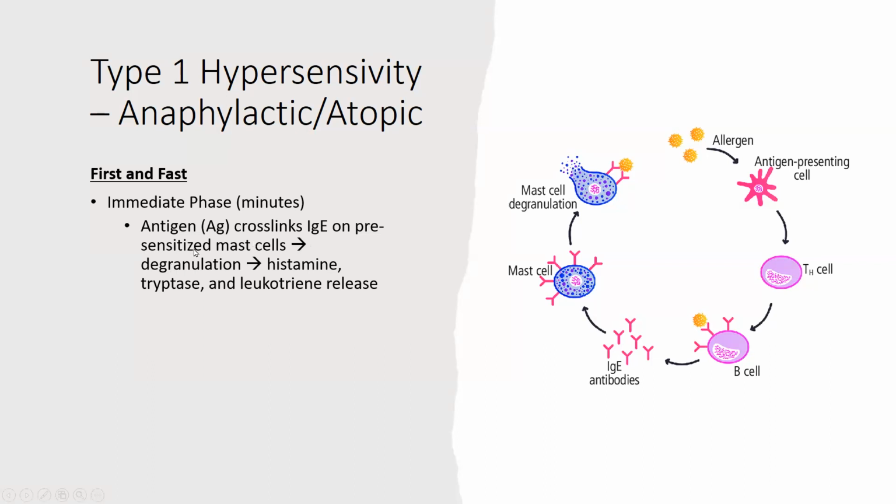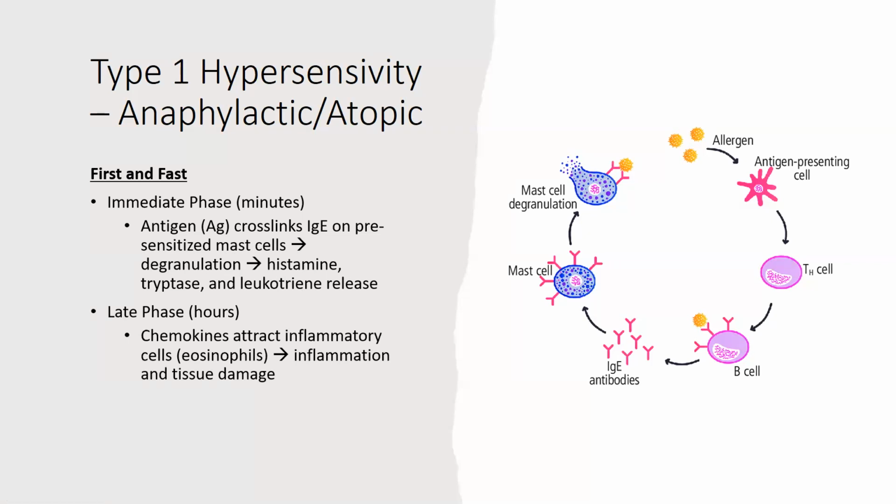Degranulation will then occur from our mast cells. When mast cells degranulate, they release histamine, tryptase, and leukotriene, but histamine is the one that causes a lot of the effects. In the late phase, the hours after, you'll have chemokines attracting more inflammatory cells, specifically eosinophils, because we're dealing in the nature of IgE antibodies.